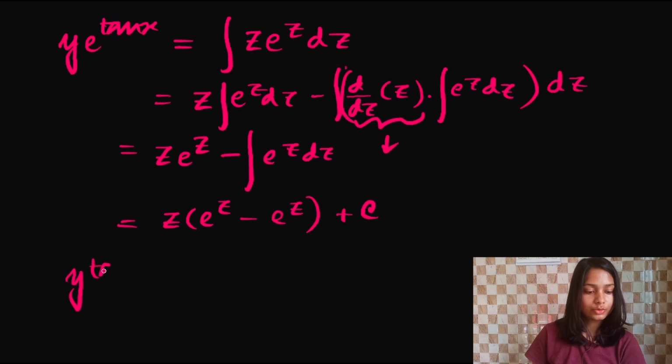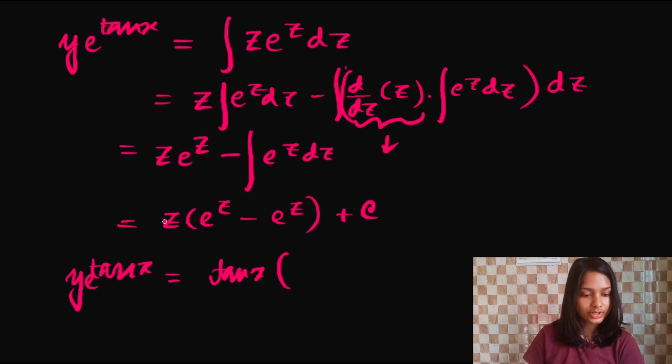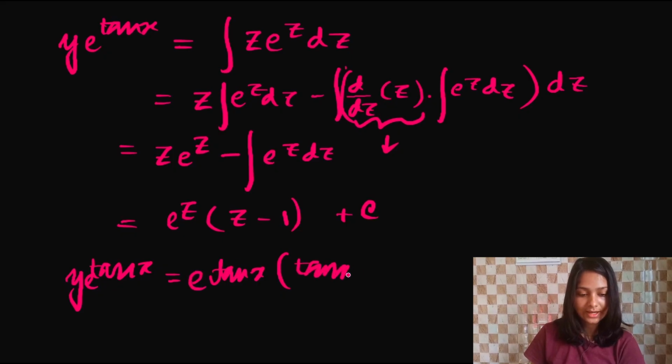So y into e power tan x, and again we have substituted tan x as z, so it will give tan x, sorry, the minus here should be, wait, we should take e power z common. So y e power tan x equals e power tan x times tan x minus 1 plus c. So this is the solution.